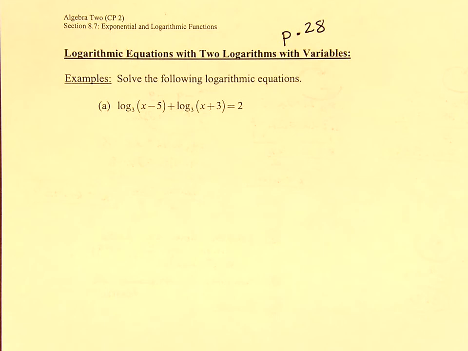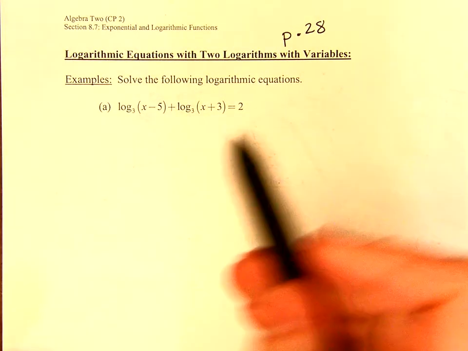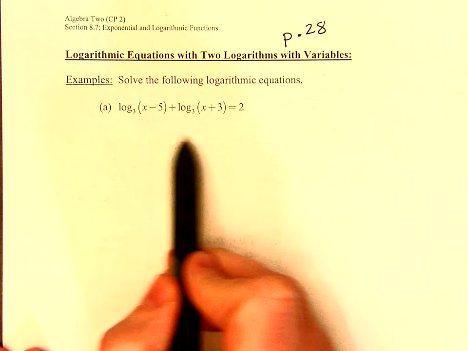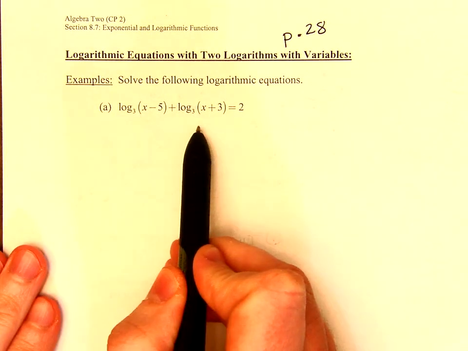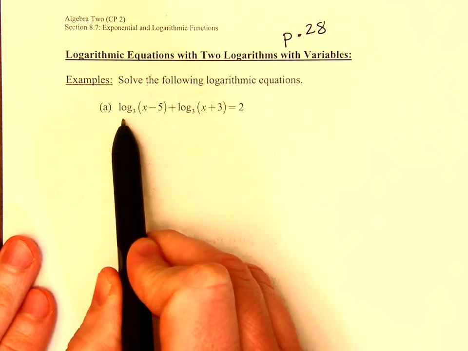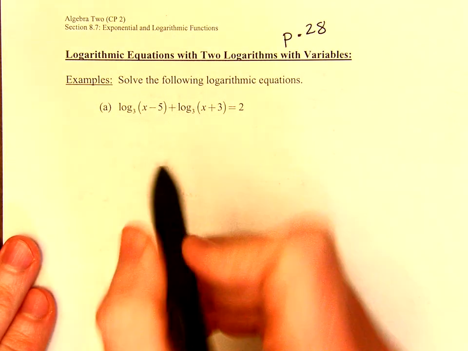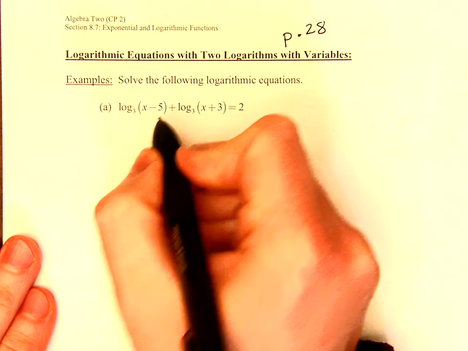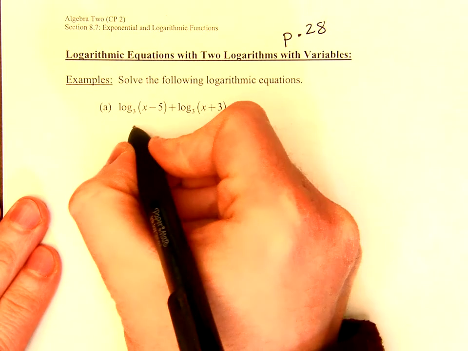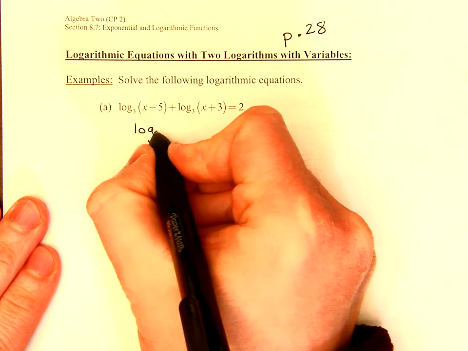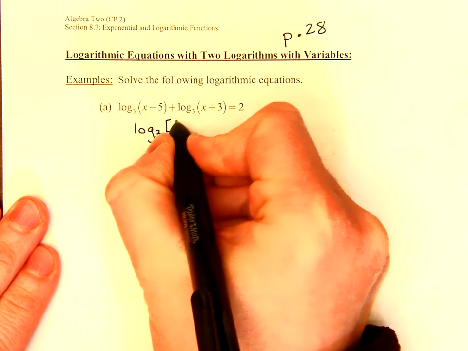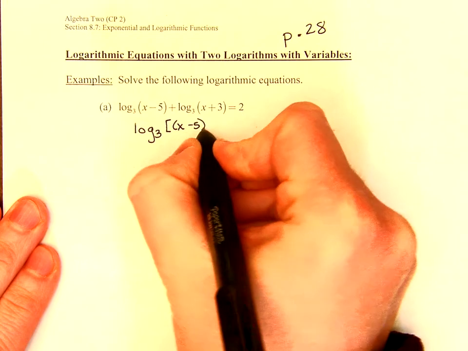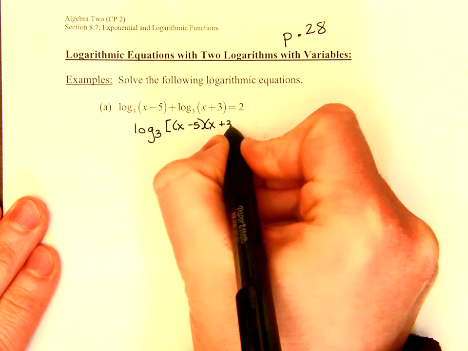So letter A, I'd like to solve the equation log base 3 of x minus 5 plus log base 3 of x plus 3 equals 2. Hopefully you remember from last time that we cannot solve a logarithmic equation if there are 2 logarithms in there. We need to use our properties to turn those 2 logs into a single log. Remember that when we add logarithms, we multiply the stuff inside. So I'm going to say log base 3 of the product of x minus 5 times x plus 3.